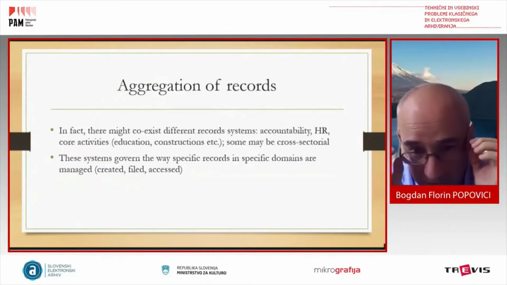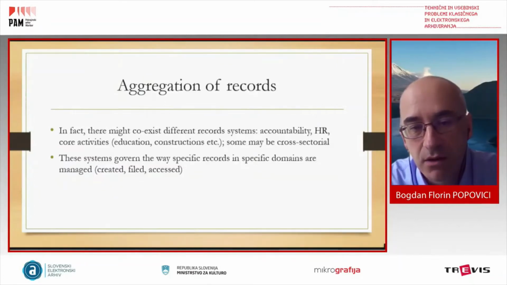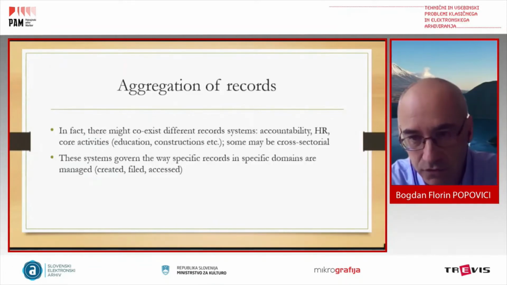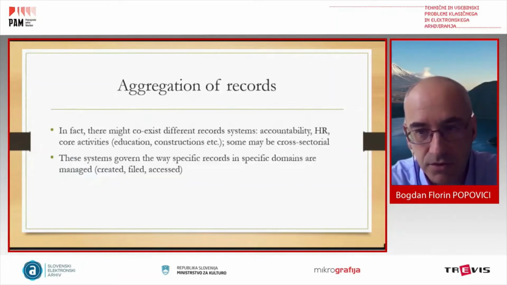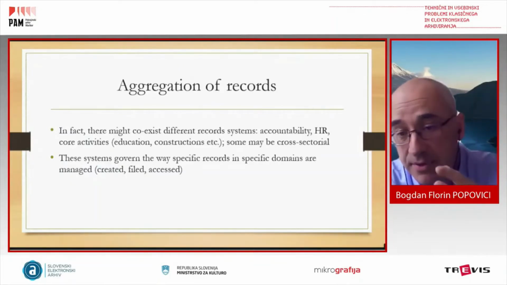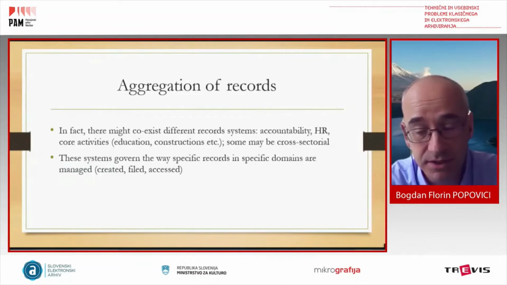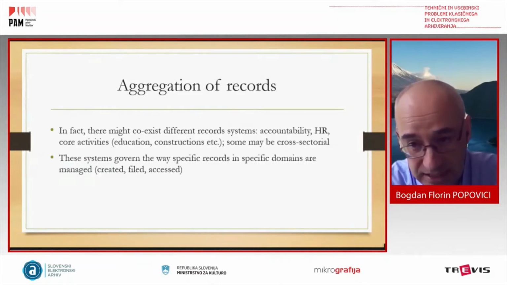because if we look carefully at the creation of records, we can notice that there might coexist different record systems. One for accountability, which has its own rules, regulations, responsibilities for the specific task they do. The human resources, the core activities, for instance, in education or in justice or in constructions. And this record system or sub-record system of the organizational level may be cross-sectorial. That is, for instance, in the fiscal area, there are rules at the country level which are common for all organizations. It's not necessarily to have different rules for aggregation and preserving records related to the fiscal aspect.